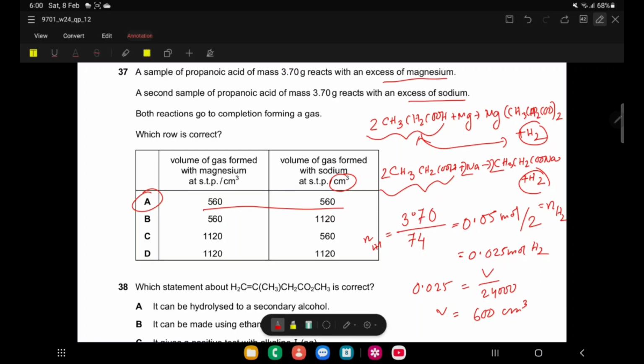So the thing is, you can discard options B and C immediately, because they show two different volumes of gas. We have seen that 2 moles of propanoic acid, when reacting, give the same number of moles of gas, 1 mole. That means the same amount of gas should be collected. That's how you can exclude options B and C.